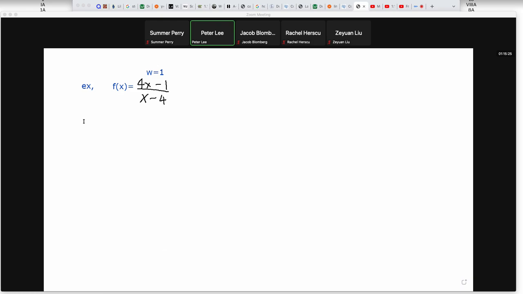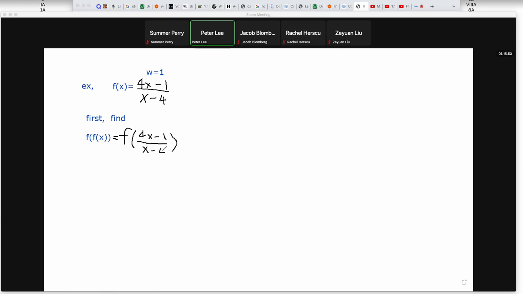So now what we do is, first, find f of x. This is the first step. I'm going to show this in 2 steps here. f of x is this right here: 4x minus 1, and then over x minus 4.